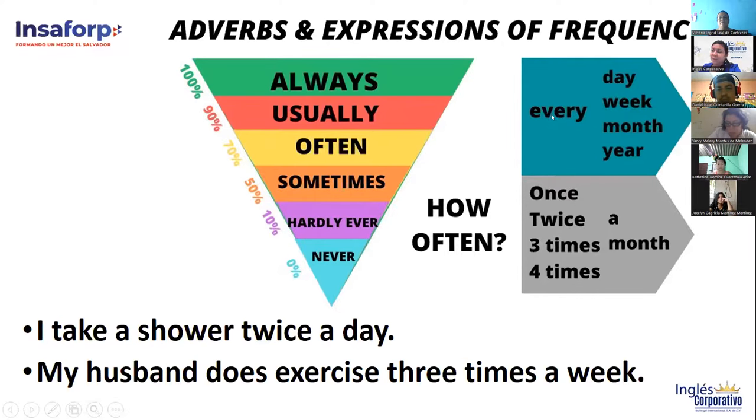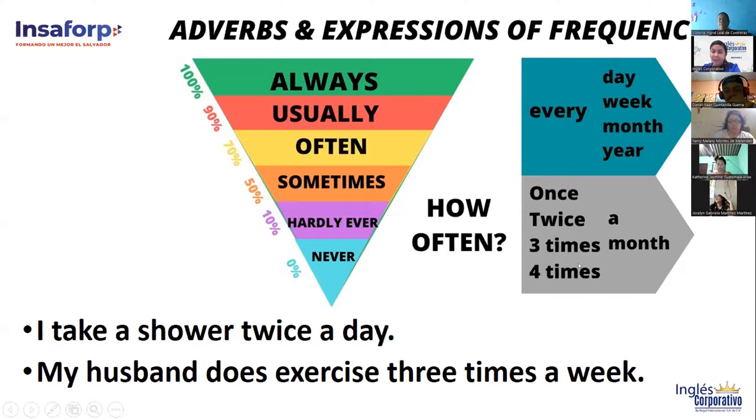What are some examples? Every day, every week, every month, every year. ¿Qué significan? Todos los días, cada semana, cada mes, cada año. Or once a month, once a day, once a week, once a year, una vez al mes, una vez a la semana, una vez al año, or twice, dos veces, 3 times, 3 veces, 4 times, 4 veces.